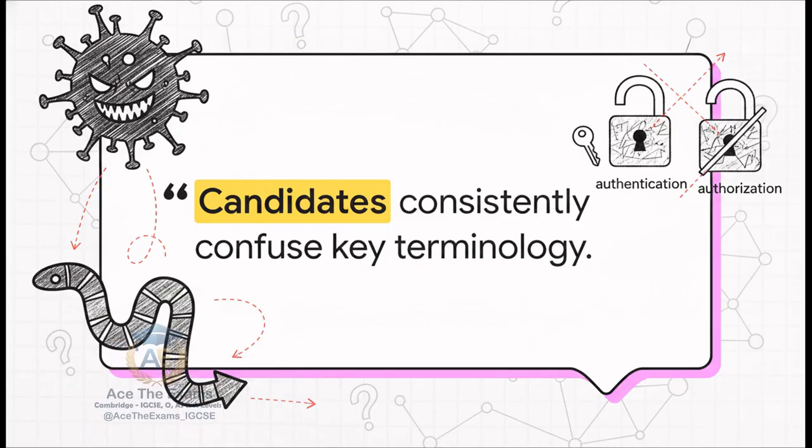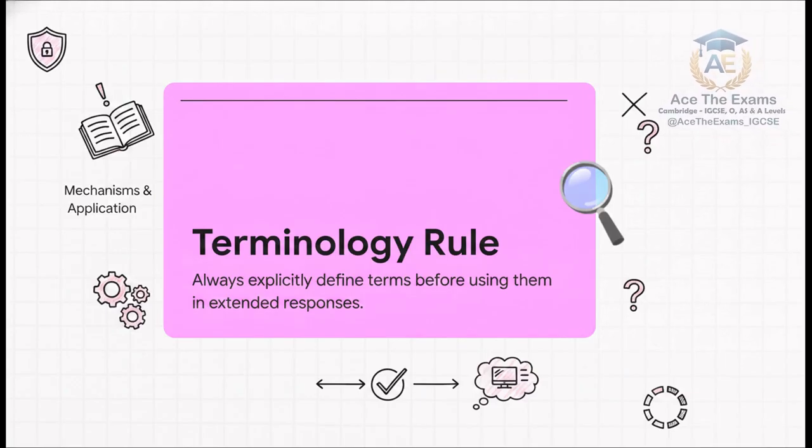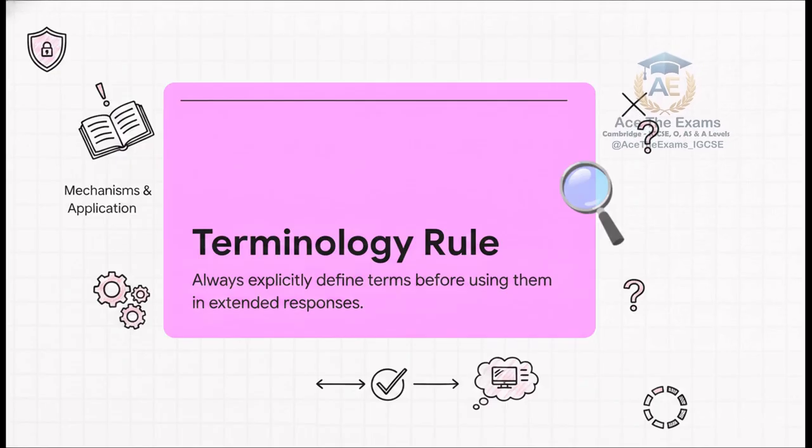Students mix up a virus with a worm, or they completely confuse authentication with authorization. When you mix up fundamental terminology in a complex extended response, the examiner immediately sees a massive flaw in your foundational knowledge, and your mark ceiling drops instantly. So, to counter that trap, you must follow this terminology rule. Always explicitly define your IT terms before you attempt to use them in your extended exam responses. By stating the clear, textbook definition right up front, you prove your knowledge and understanding to the examiner instantly. Once that box is checked, you can safely move into the application phase.